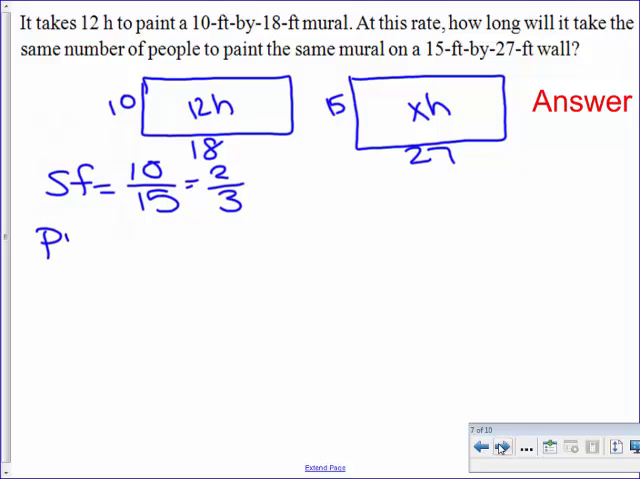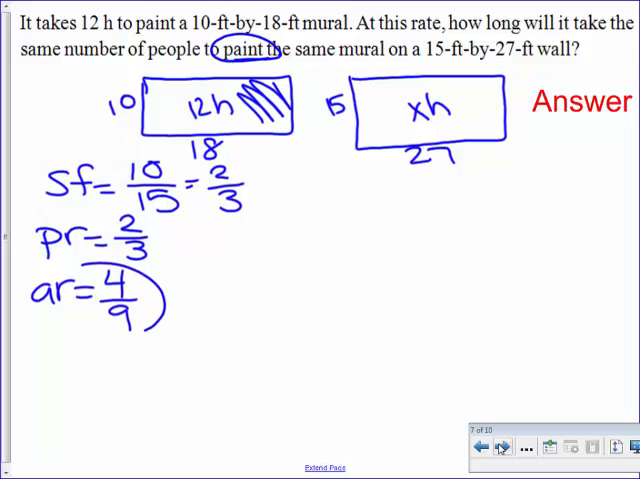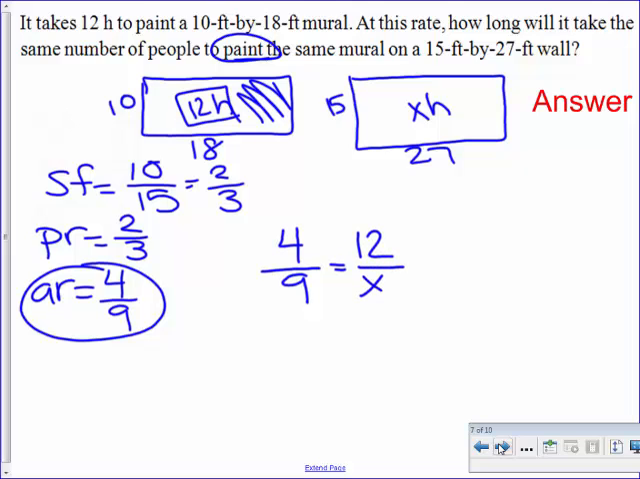So that means my perimeter ratio is 2/3, and our area ratio, we need to square it, is 4 over 9. So if we are painting something, we are covering the area, so we're going to use the area ratio in our proportions. We're going to use 4 over 9, and we know that 12 matches with the 4, over x, and we're going to go ahead and cross multiply. When you cross multiply, you should get the answer to be 27.